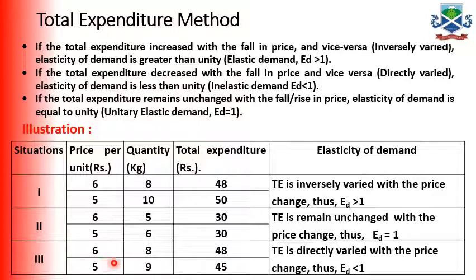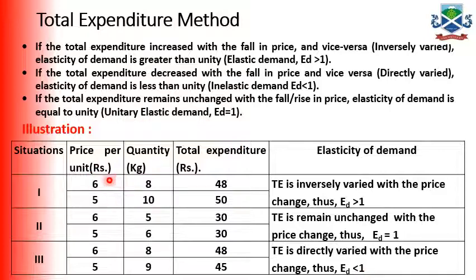So price decreased, expenditure also decreases, same direction. Price decrease, total expenditure decrease. Since total expenditure varies directly with the price change, therefore ED value is less than 1. So these three situations we can measure under the total expenditure method.